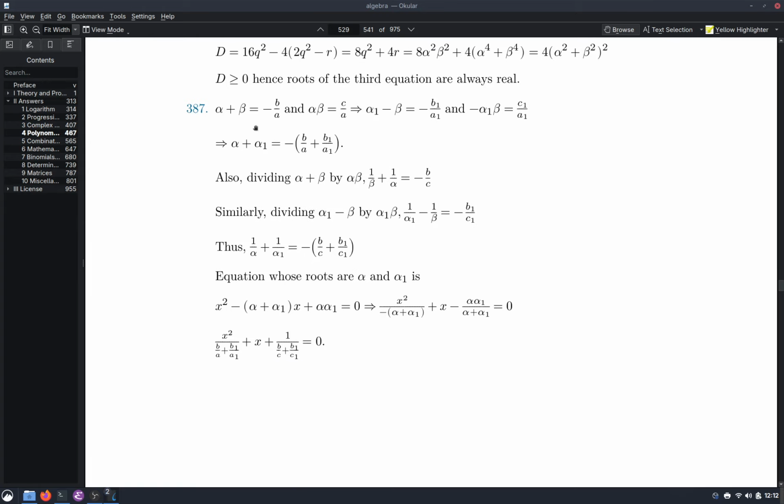So what we do here is we write alpha plus beta is equal to minus b by a and alpha beta as c by a. And alpha 1 minus beta would be minus b1 by a1 and minus alpha 1 beta would be c1 by a1. So we add alpha plus beta and alpha 1 minus beta. Beta gets cancelled. We have alpha plus alpha 1 is equal to minus b by a plus b1 by a1. And we divide alpha plus beta by alpha beta. We get 1 by beta plus 1 by alpha is equal to minus b by c.